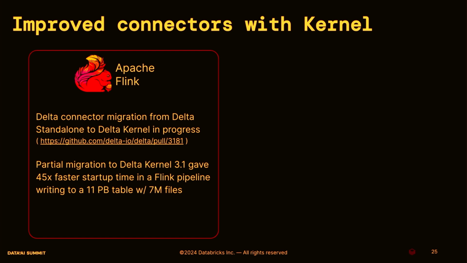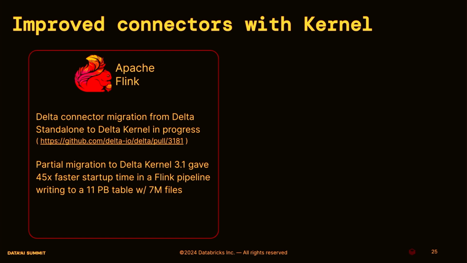Apache Flink, we support writing to Delta, reading from Delta, in streaming fashion, batch fashion. We understand it takes quite a bit of effort to migrate something that exists to something completely new with a slightly different architecture, different model of how to do things. So it's a process, and we've started that process. We have already taken pieces of the Delta Flink connector and replaced them with kernel. And we're already seeing massive benefits.